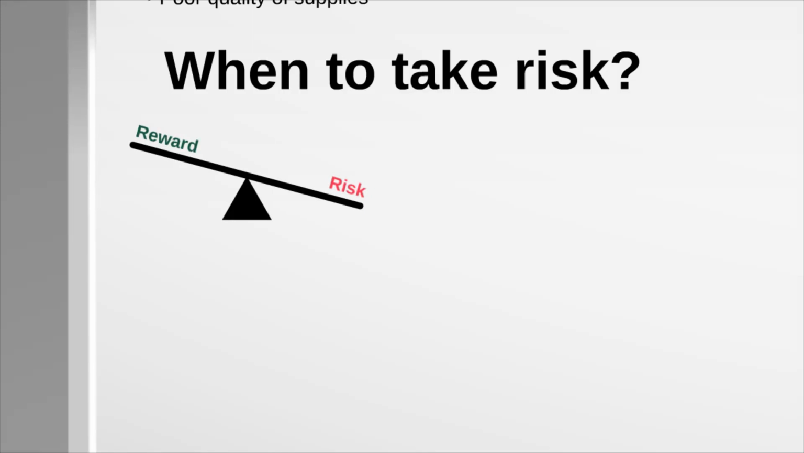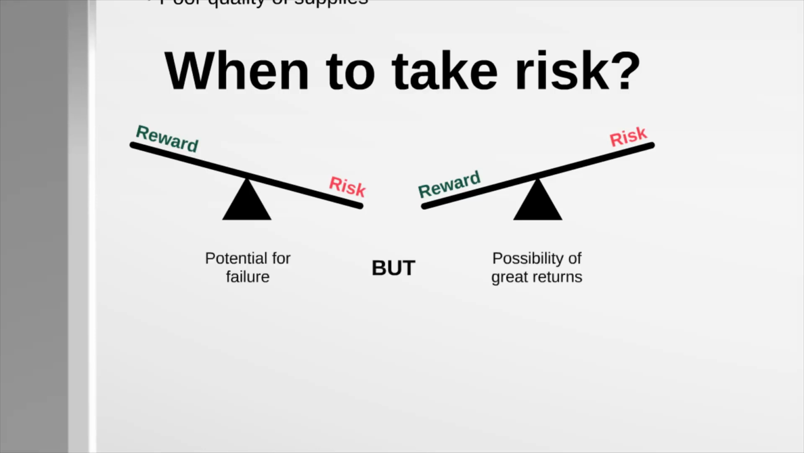Now, if the potential reward is greater than the potential risk, as you can see illustrated here by the seesaw where the reward is higher, then arguably you could undertake the risk. Now, if the risk is much greater than the potential reward, then you shouldn't be undertaking it. So essentially it's about balancing risk and reward. If the potential reward is better than the potential risk, go ahead. If the potential reward is worse than the potential risk, then don't go ahead.